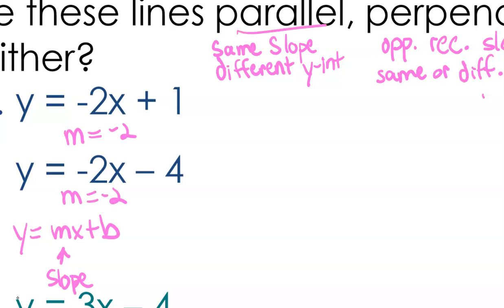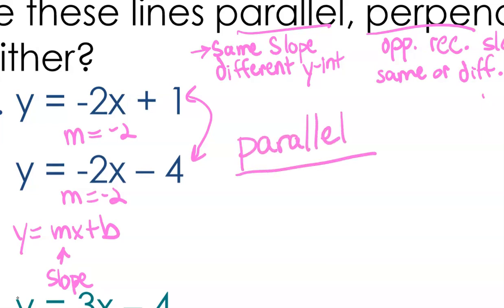So we go up to our rules for parallel and perpendicular. Same slope means parallel. We have to confirm, are the y-intercepts different? And they are. So these lines are in fact parallel because they have the same slope but different y-intercepts. So for the next one.